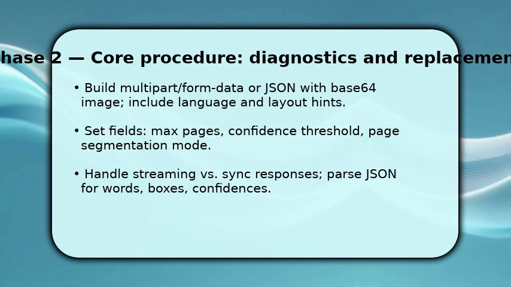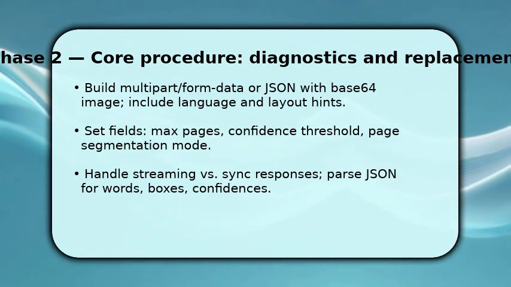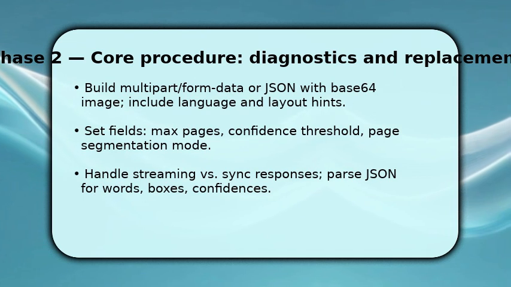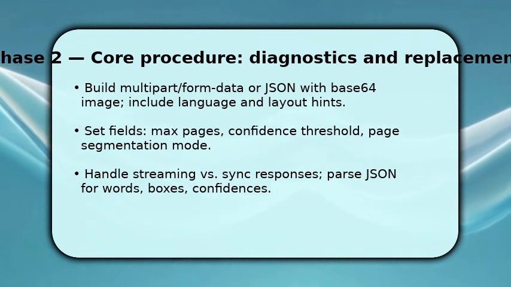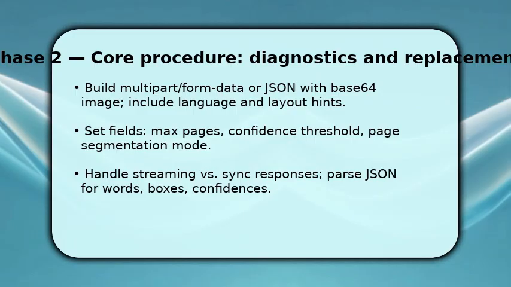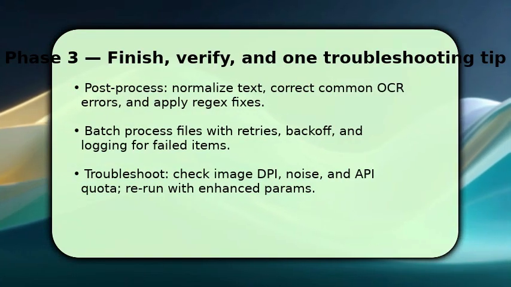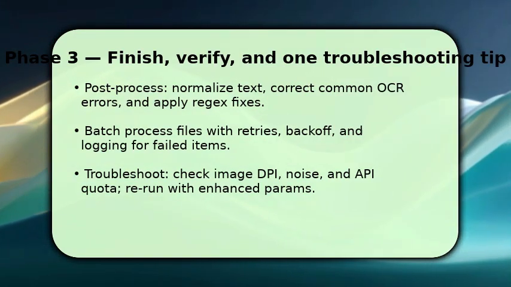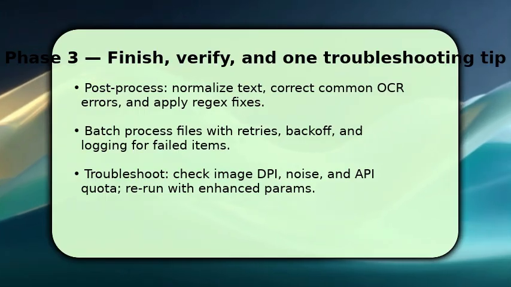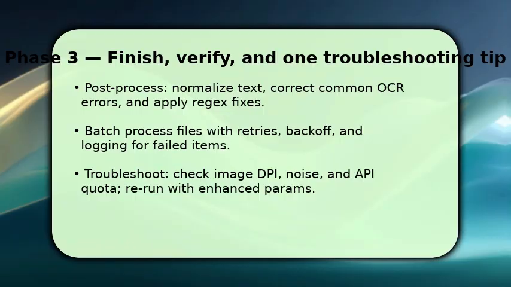Once the request is sent, choose streaming for large jobs or synchronous for quick scans. Then parse the JSON response to extract words, bounding boxes, and confidences to map OCR output back. You finish by post-processing OCR text, normalize whitespace, correct typical misreads, and apply rejects or language models for fixes.